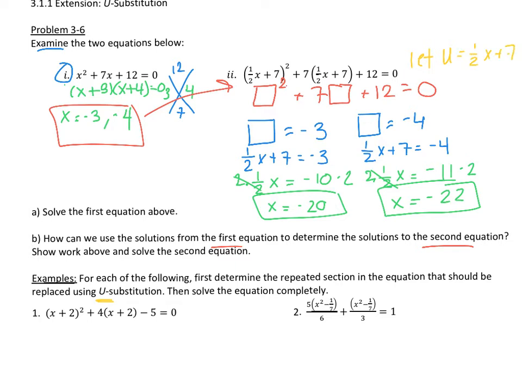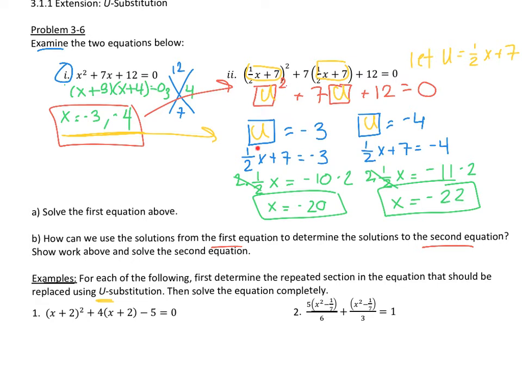Then I would rewrite my equation. Now that this whole thing equals U, and so does that, it would become U squared plus 7U plus 12 equals 0. Then I would just solve that, since that's a regular quadratic, but we already solved that over here. And I would get these two solutions: U equals -3, U equals -4.